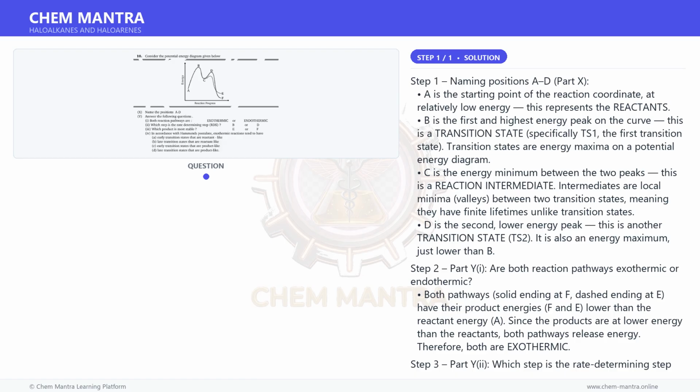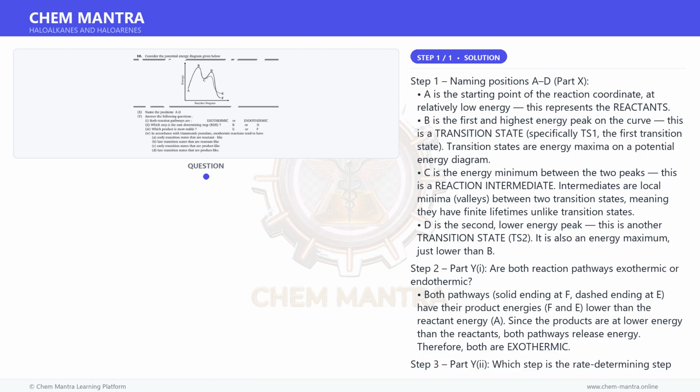Step 3, part Y. Which step is the rate determining step, RDS? The RDS is the step with the highest activation energy, the highest energy barrier from the preceding energy minimum. B is higher in energy than D. The activation energy from A to B is greater than the activation energy from C to D. Therefore, the step going through transition state B, the first step, is the RDS. Answer B.